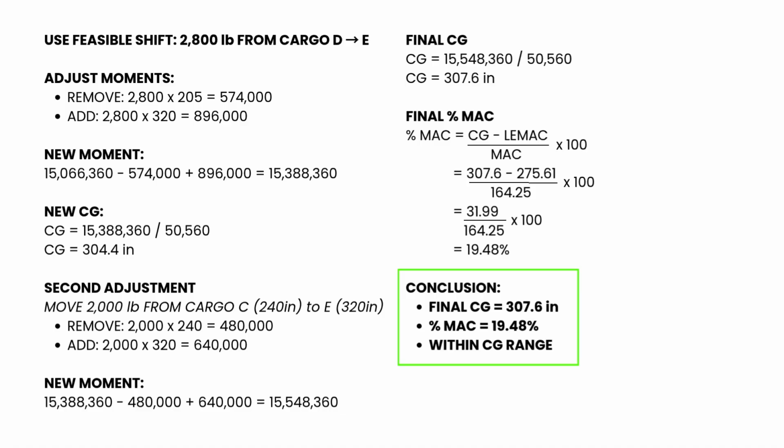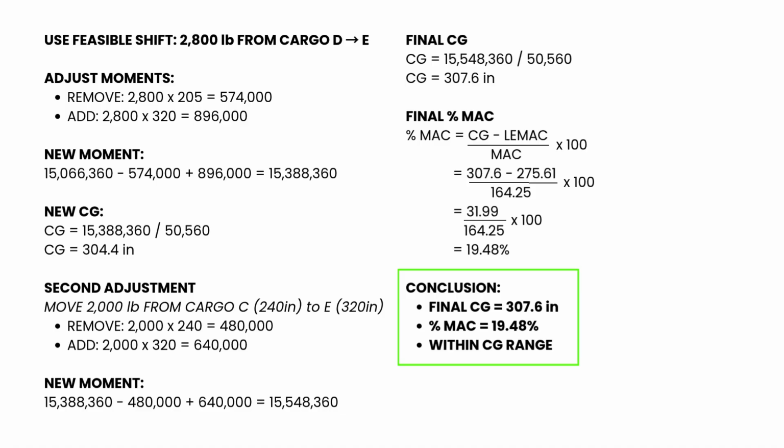15,066,360 minus 574,000 plus 896,000. Now the new moment is 15,338,360 lb-in. Next, we compute the CG. CG is equal to 15,388,360 divided by 50,560. New CG is 304.4 inches.